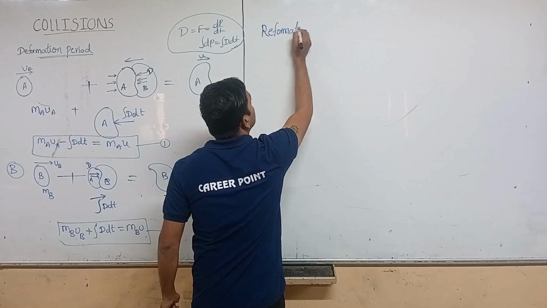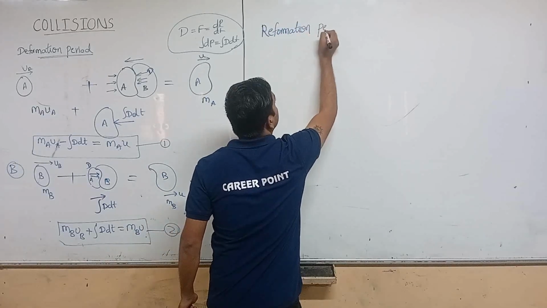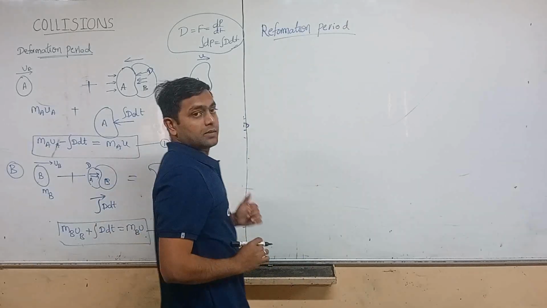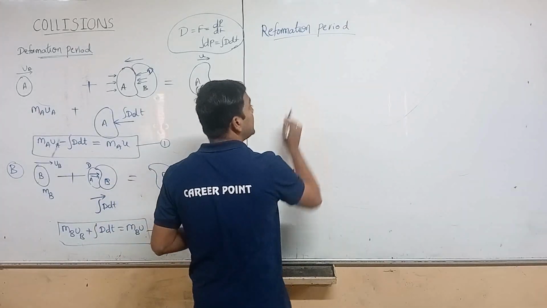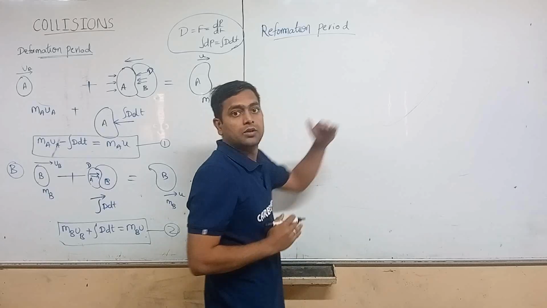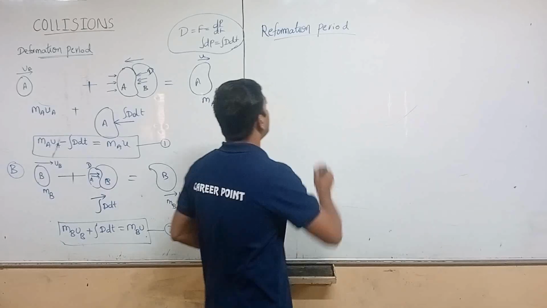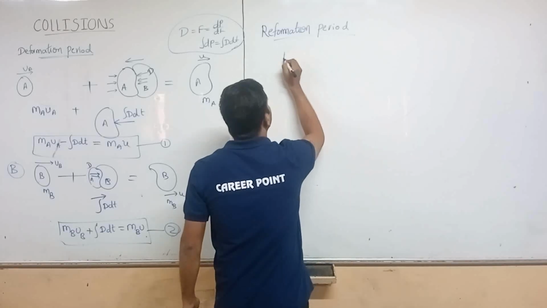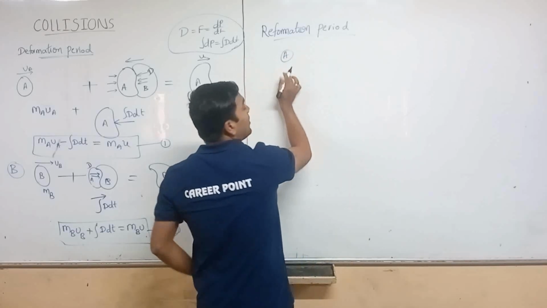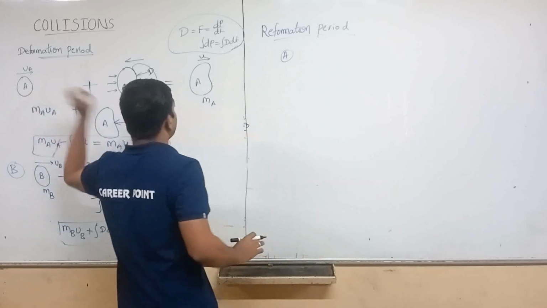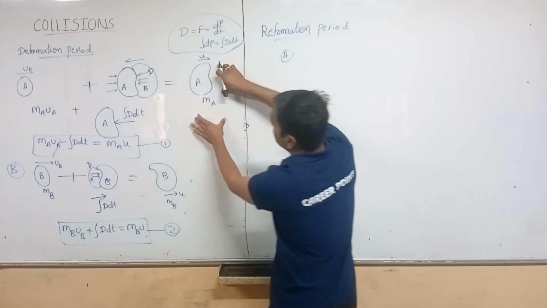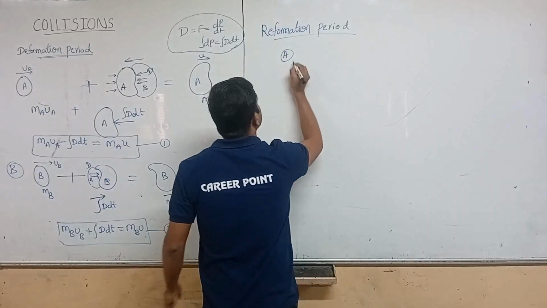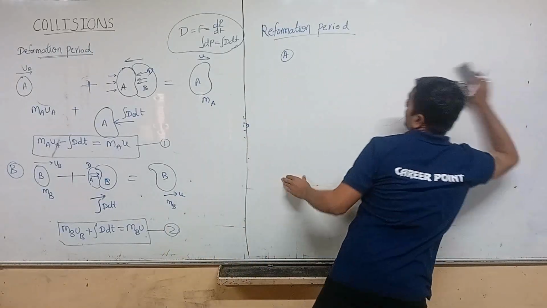Reformation period. So the reformation period will start from the collision to the final position. So what happens at the time of the collision? We are having that A. Let us take the object A. Here the collision is taking place. So from here we need to take this object, let us take it bigger.